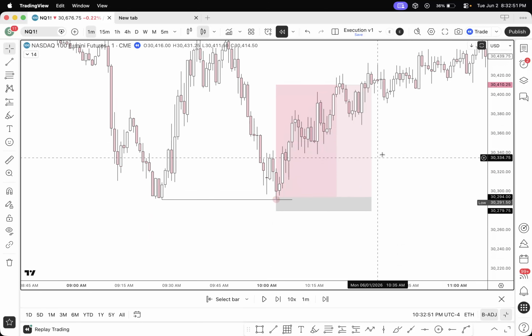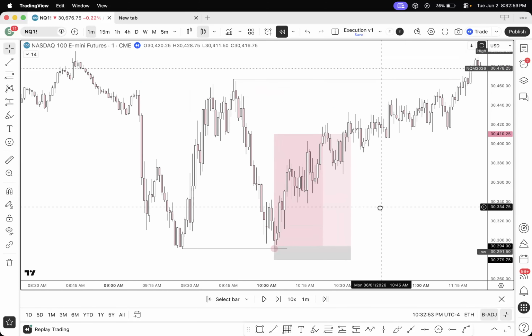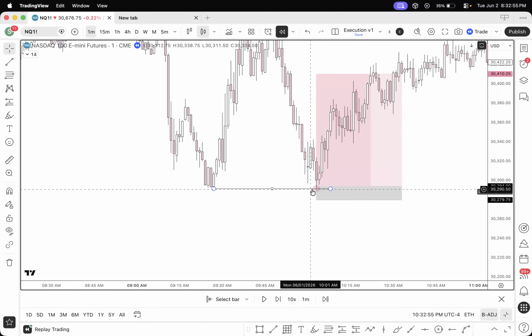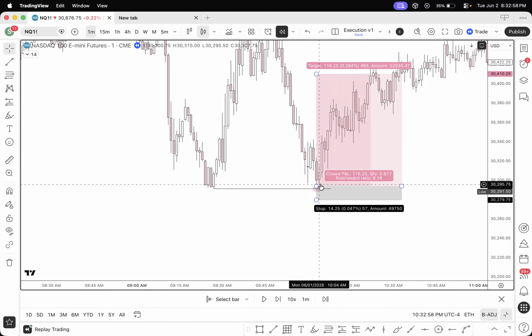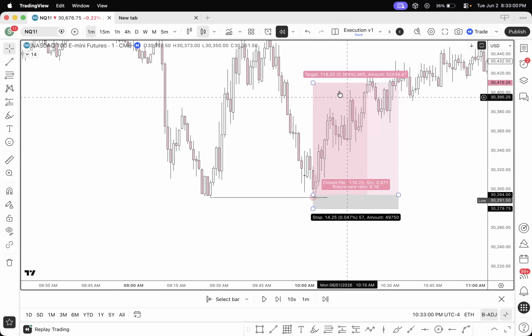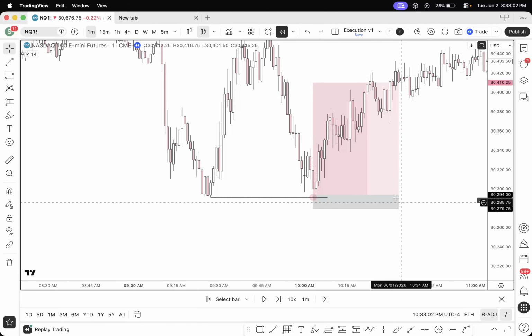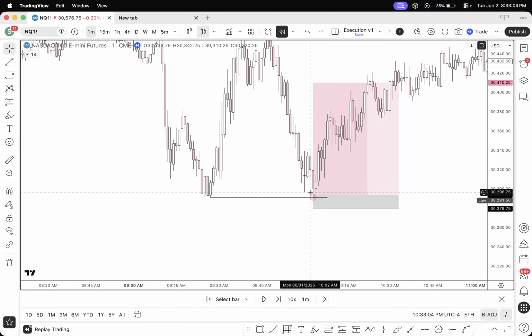I'll explain all these tools and position sizing things later. But let's just say for now that you just buy it, right? So when you see this tool, this is your take profit, this is your stop loss, and then you buy at this level, right?